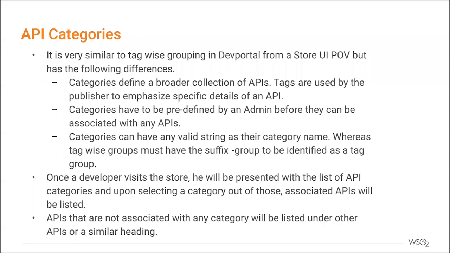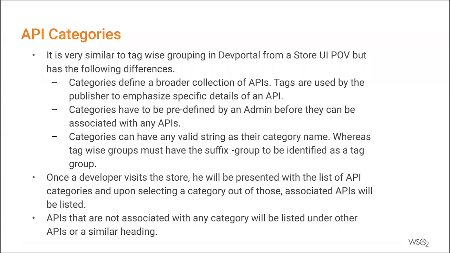So this could be by departments in an organization, this could be by various types of entities and so on. So if you are an organization that has APIs in the finance department, in the accounting department, in the HR department, you could categorize these APIs by those respective categories.